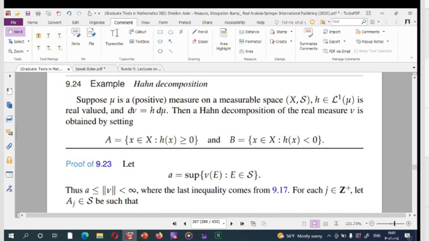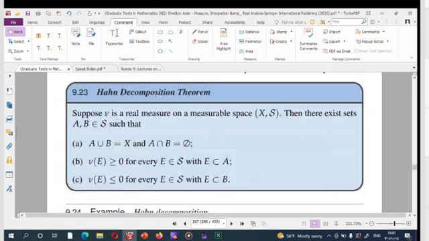Okay, so in this case, in this proposition, we can define A and B for any real measure.